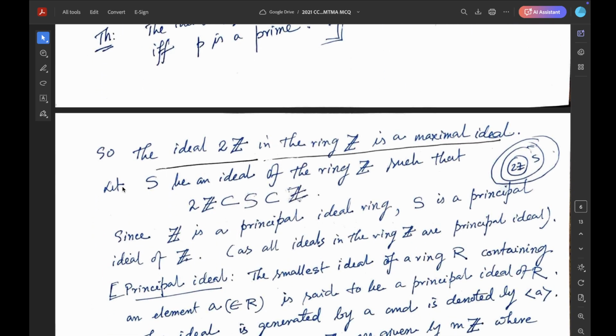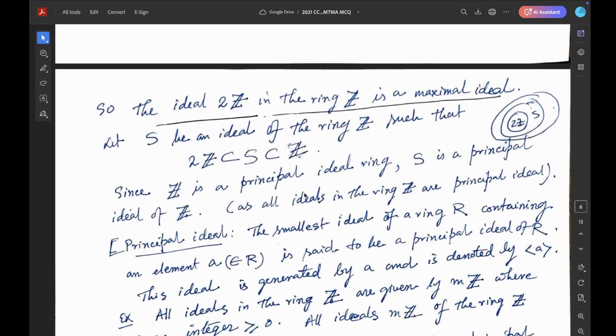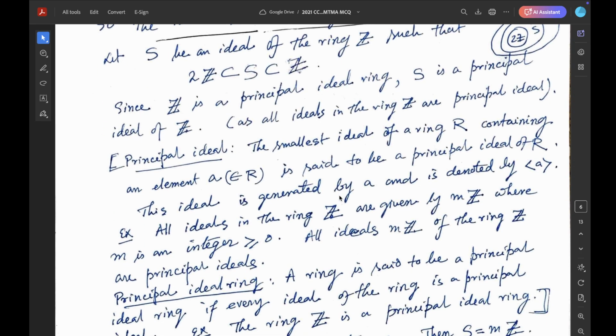Let S be an ideal of the ring Z such that 2Z is a subset of S is a subset of Z. Since Z is a principal ideal ring, S is a principal ideal of Z, as all ideals in the ring Z are principal ideals. Principal ideal: the smallest ideal of a ring R containing an element a belonging to R is said to be a principal ideal of R. This ideal is generated by a and is denoted by the angle bracket notation ⟨a⟩.